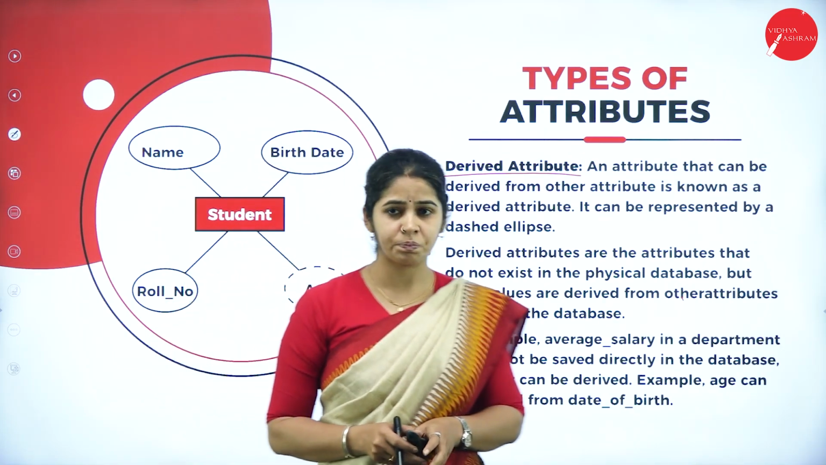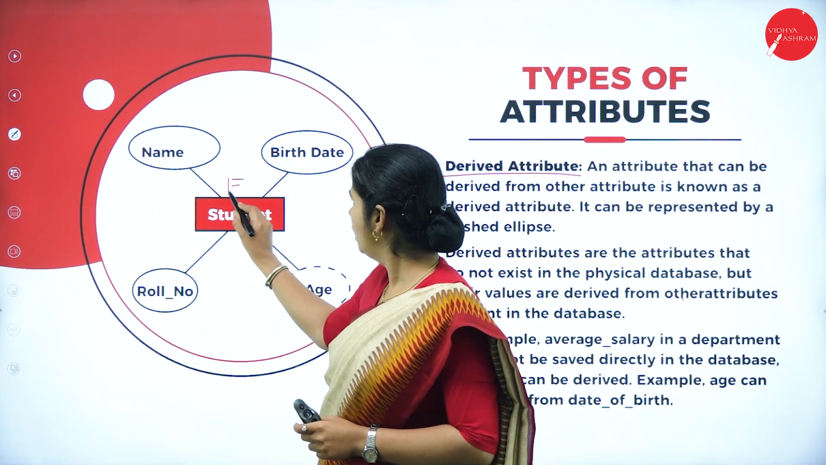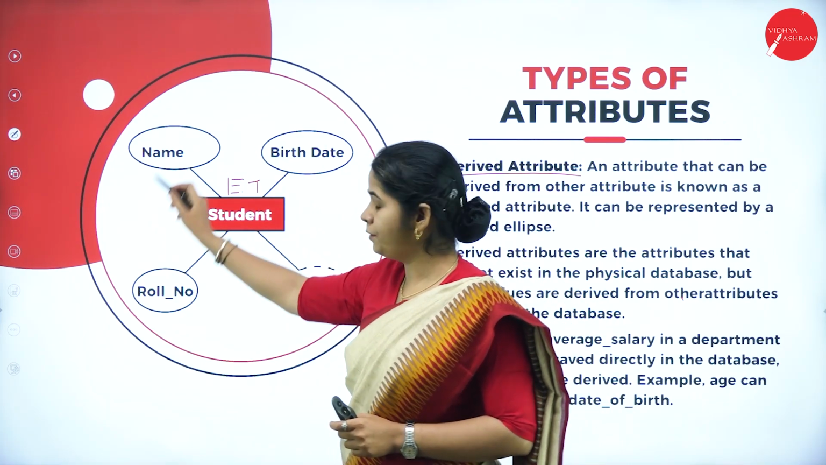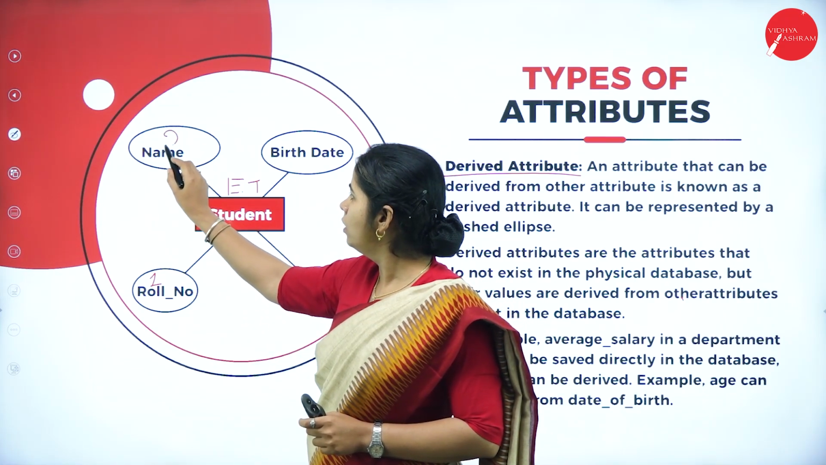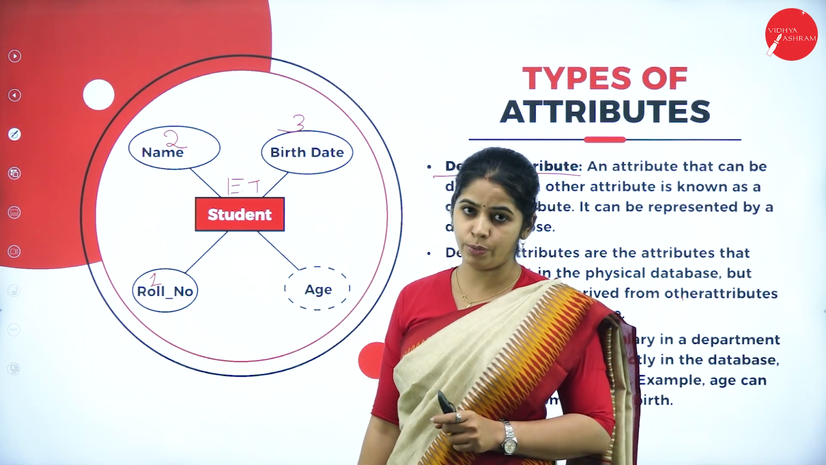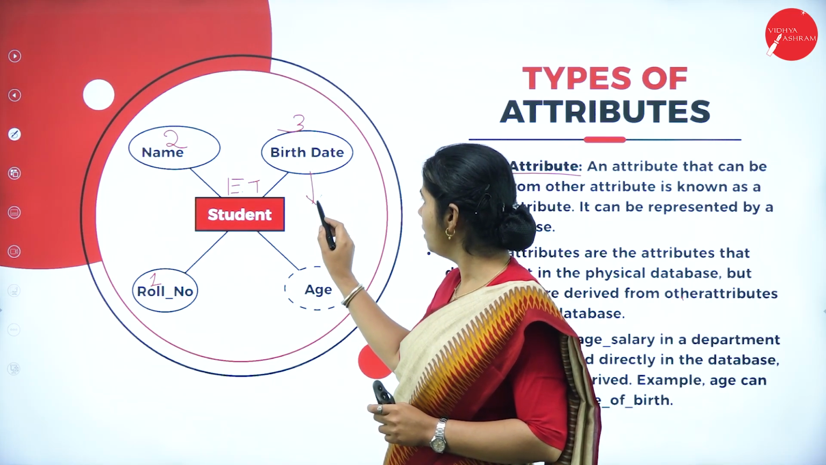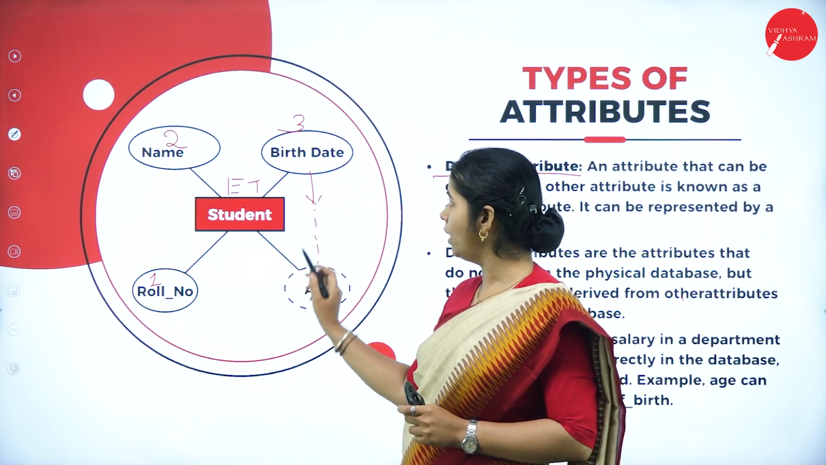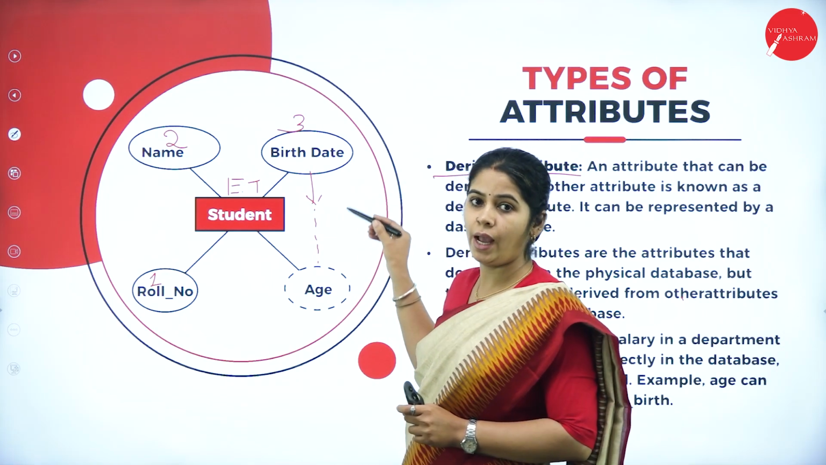For example, what we have seen here: student is what? Entity type. What attributes does student have? Student has roll number as the first attribute, name as the second attribute, birthday as the third attribute. What about this age? Age is derived from this birth date. So we can calculate the age of the student using his date of birth. That is called a derived attribute.